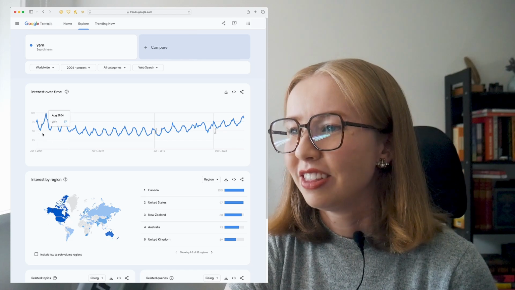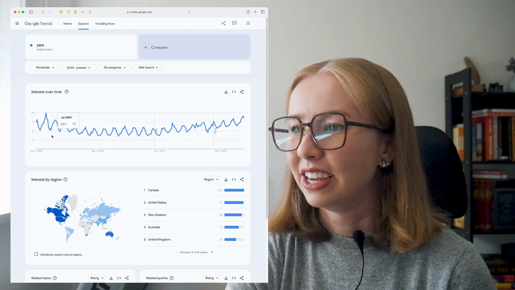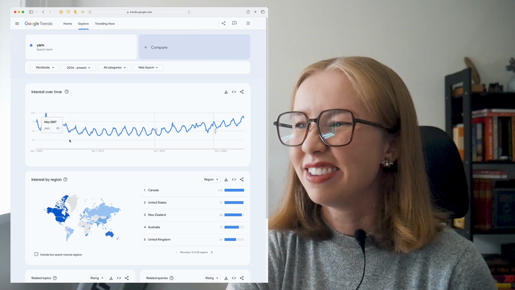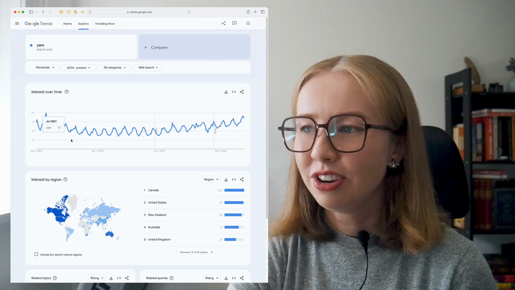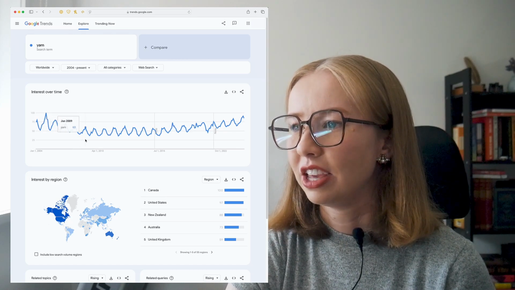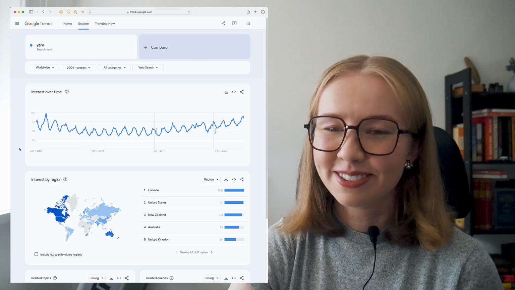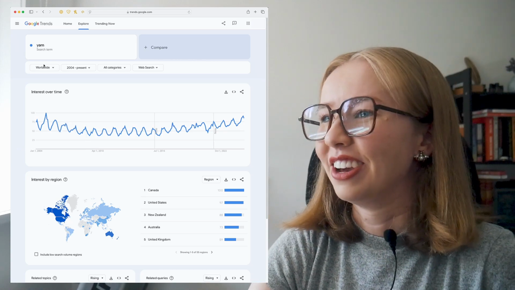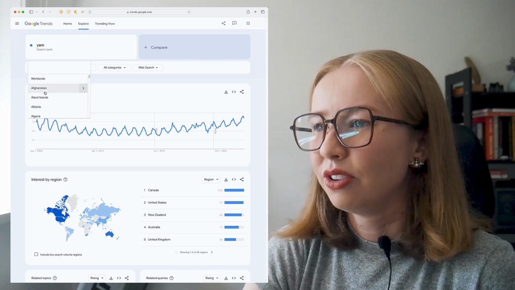But you can also see this really interesting up and down every year. It basically bottoms out in around June and then peaks in around December or January every year. You might be able to guess why, but I'll give you another chance if you can't. I'll switch this to Australia.